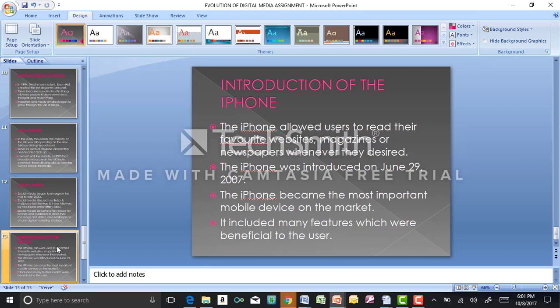The iPhone allowed users to read their favorite websites, magazines, or newspapers whenever they desired. It was introduced on June 29, 2007. It became the most important mobile device on the market and included many features which were beneficial to the user.